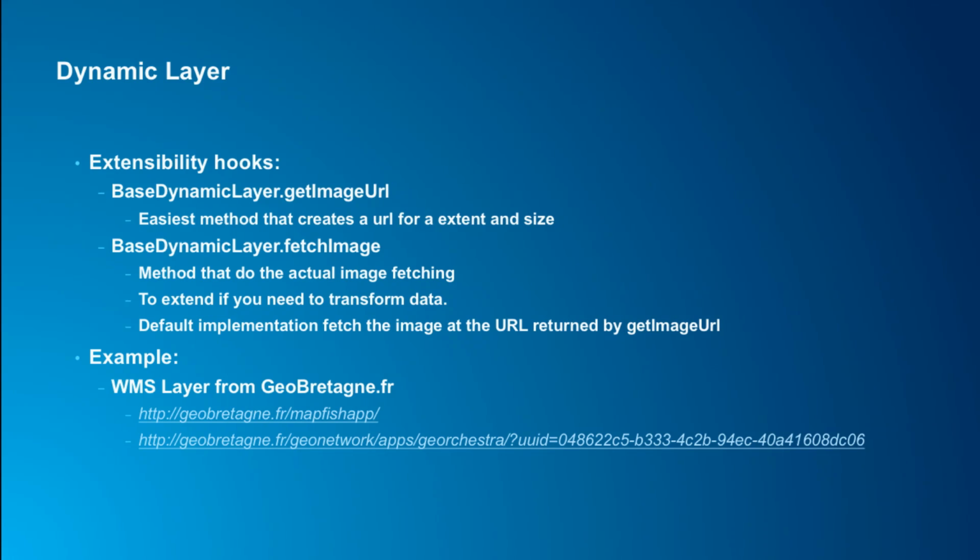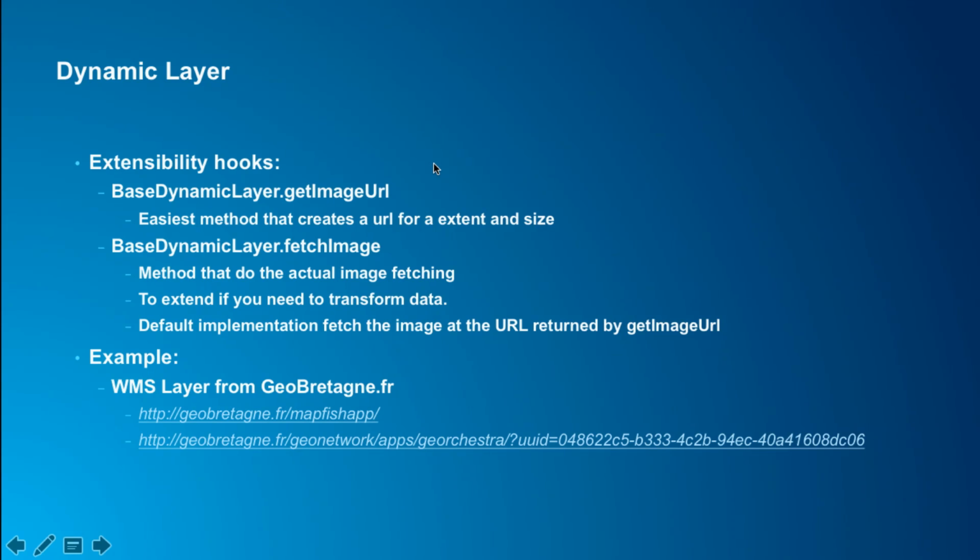The other way could be to implement fetchImage, which does the entire process. It's more interesting if you want to process the data. For example, if what you fetch is not directly an image, it can be binary data, and you want to draw it on the screen, you need to do some rasterization on the client.